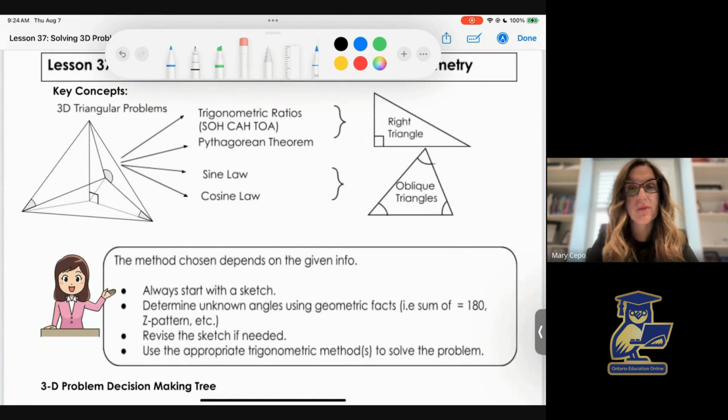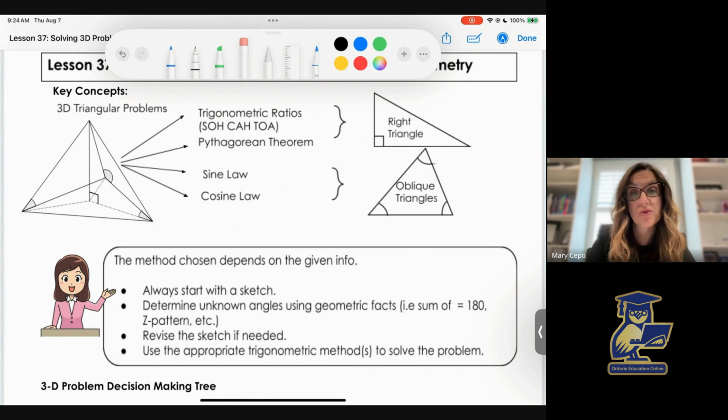The first one is if you're given a right angle triangle, then we can use the trigonometric ratios. SOH CAH TOA, remember that? Sine theta is opposite side over the hypotenuse. Cosine theta compares the adjacent side over the hypotenuse, and tan theta compares the opposite side over adjacent. However, not all triangles are right triangles.